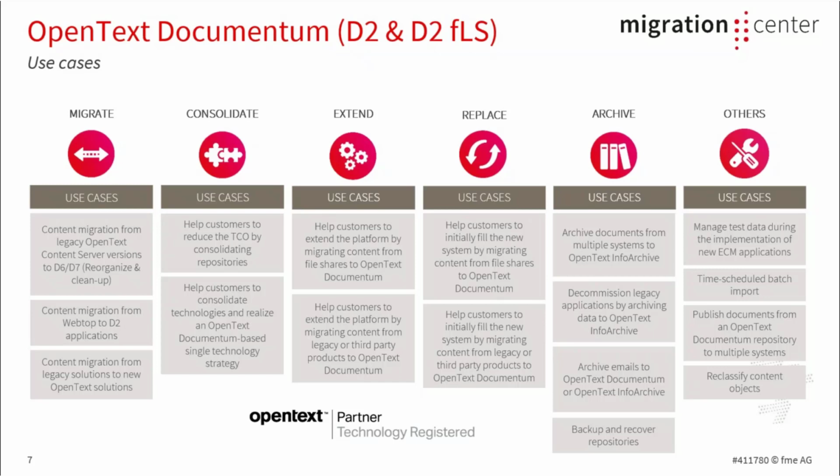We also have customers who replace old technologies, for example, IBM FileNet or some other technologies. And we also help to archive, decommission, or retire applications. So we can do that for multiple systems, which means it doesn't matter what kind of systems you have in place. We are able to, for example, decommission applications to OpenText Documentum, but also to OpenText InfoArchive. And then we have a set of other use cases which we address.